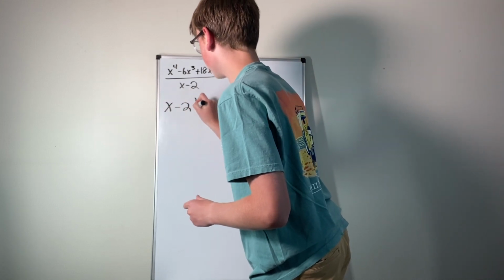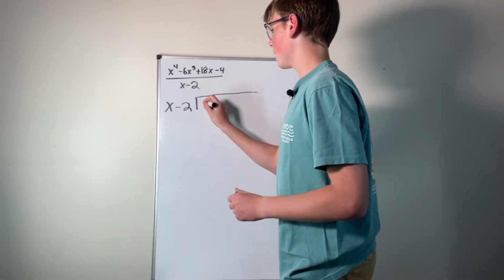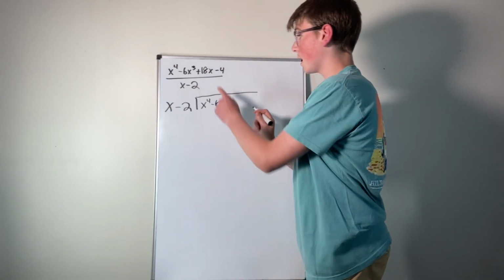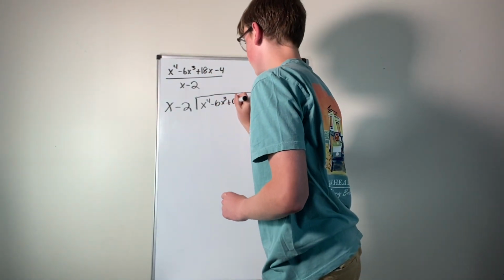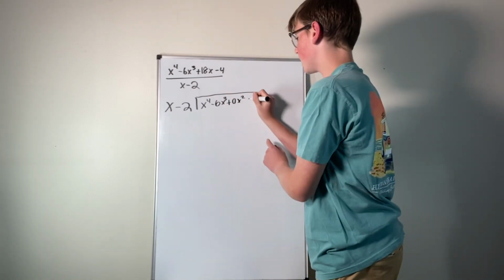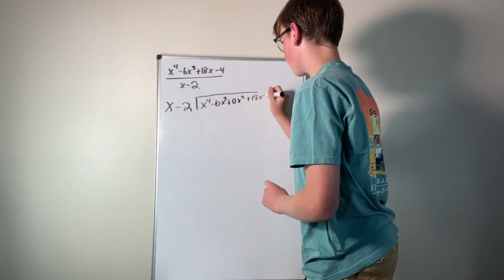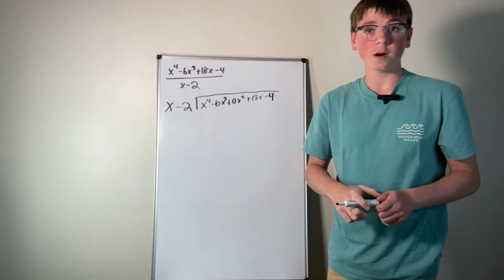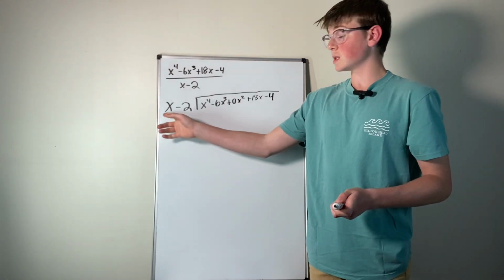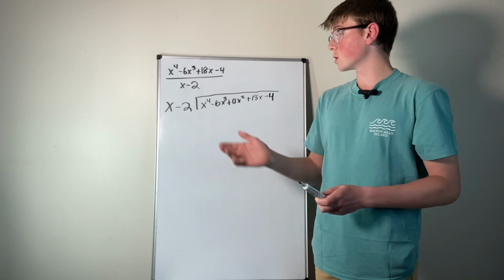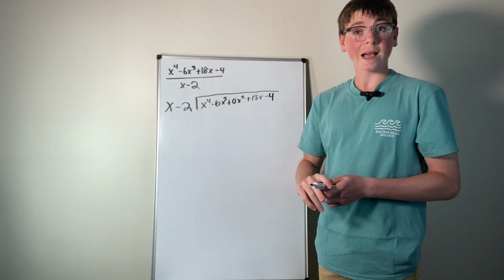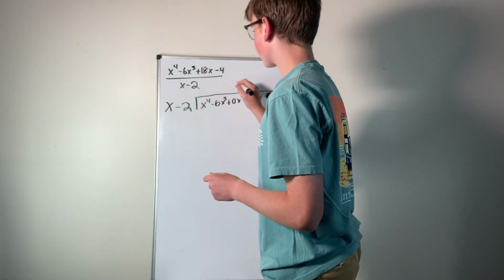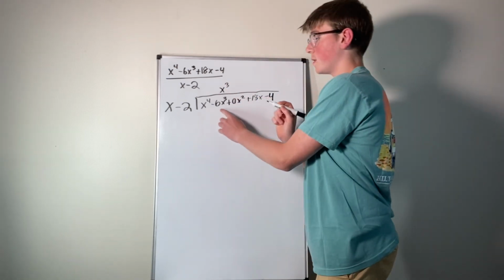So x minus 2, and then we do our little bar, and it'll be x to the fourth minus 6x cubed. Again, we don't have an x squared term, so we do plus 0x squared plus 18x minus 4. Okay, so what do we do first? Well, we just say how many times does this x go into the first x? Well, x goes into x to the fourth x cubed times. So we just put x cubed right above this x cubed in here.